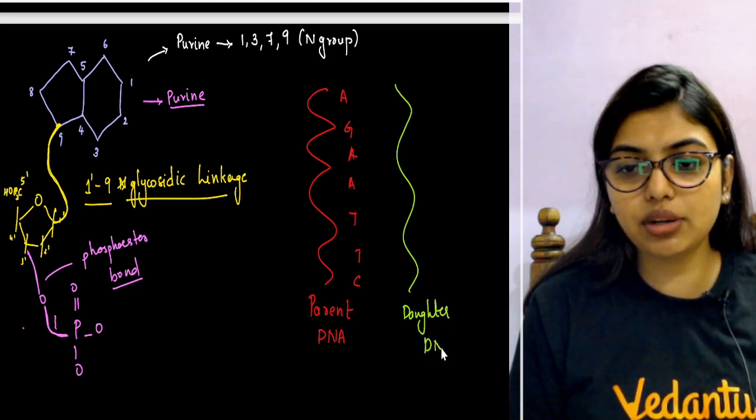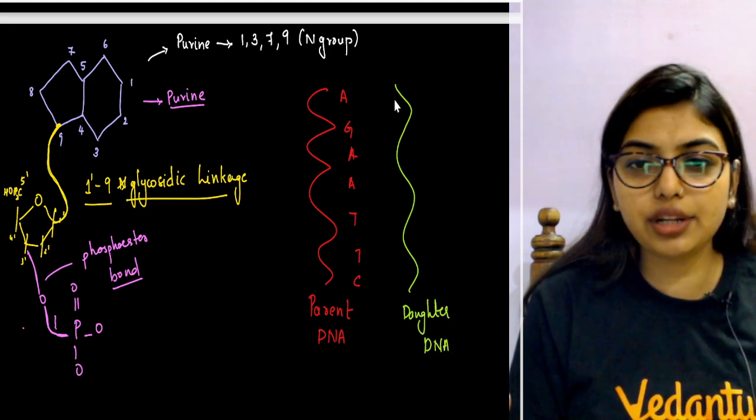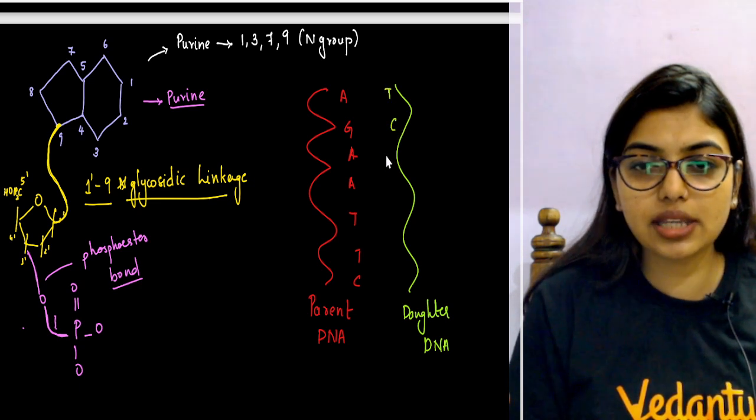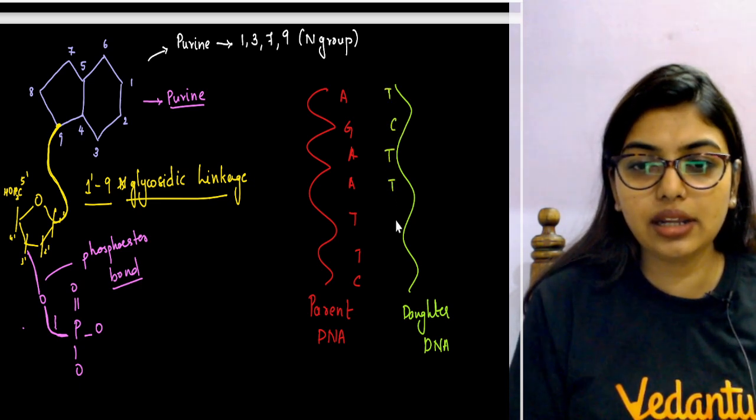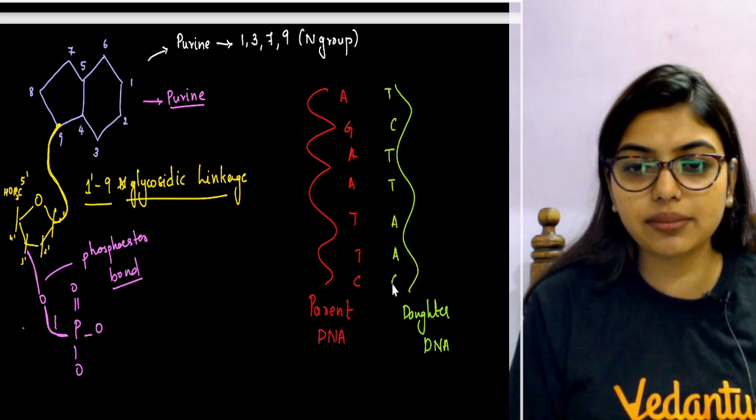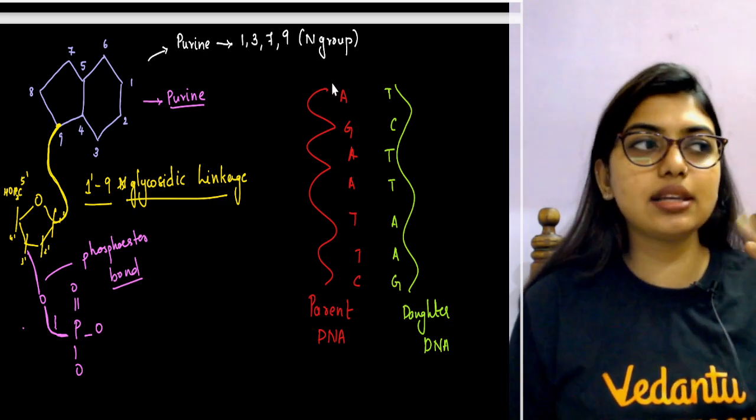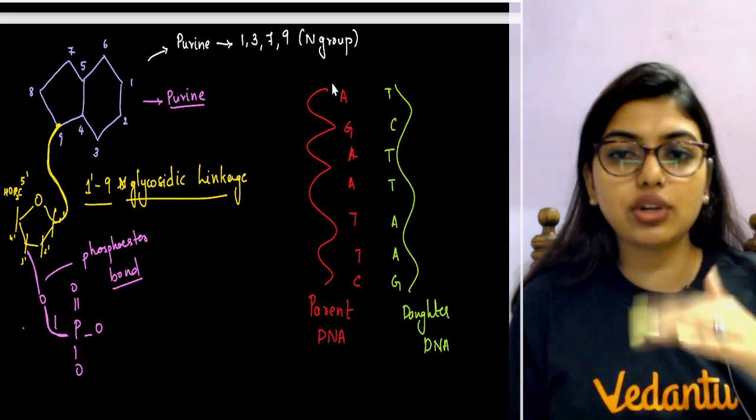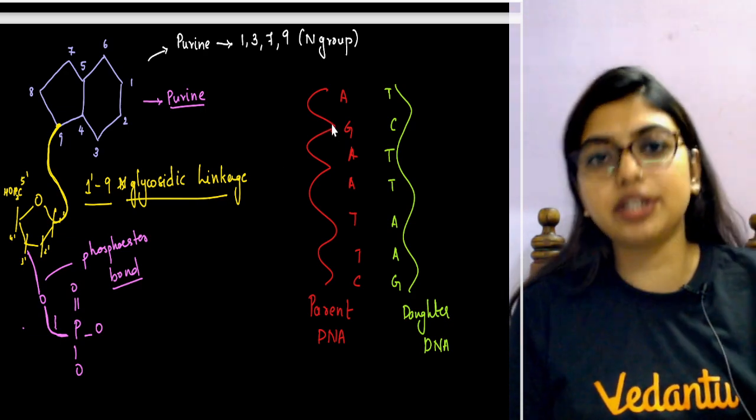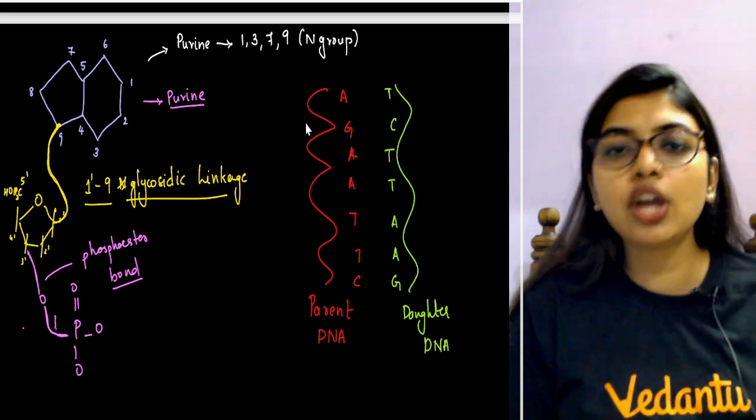This you'll study more about in replication. Daughter DNA, what is it going to be? T C T T A G. Yes. So they are telling that if the parent DNA stands as a template and forms the daughter DNA, they both are going to be complementary to each other.